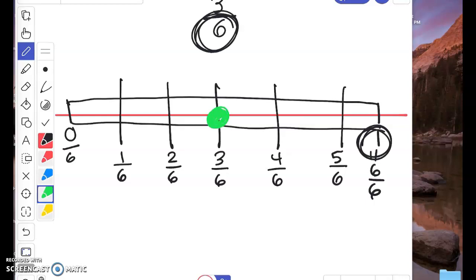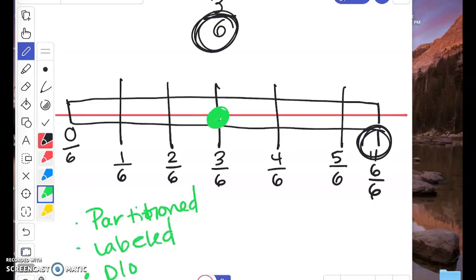So step 1, I partitioned. I did it again. Then I labeled. Then I plotted.